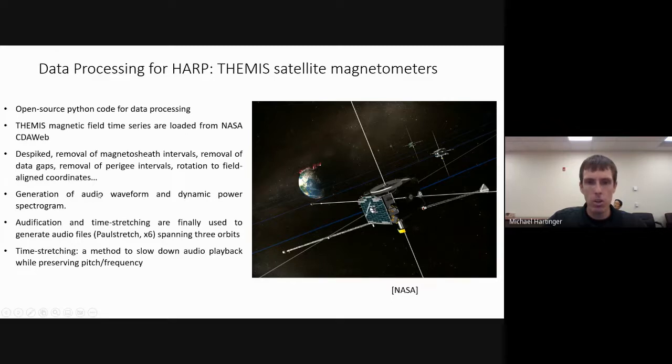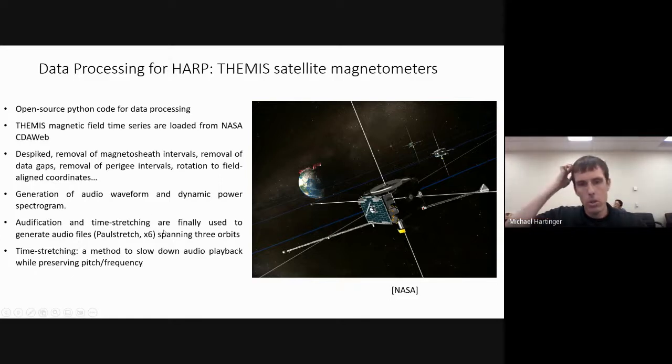And then we generate the audio with the dynamic power spectrogram. We do that speed up, the audification of the data. And we do one other step for Themis that I alluded to earlier, time stretching, which is a method to slow down audio playback while preserving the pitch and the frequency. And I'll show an example of that a little bit later.